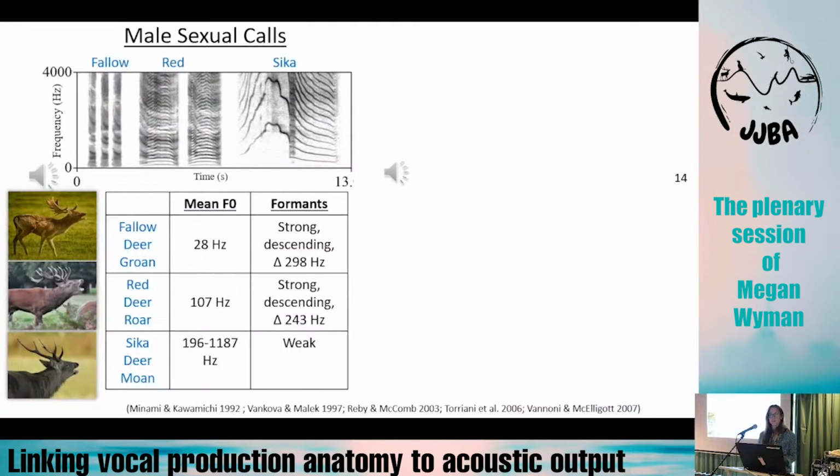So here are the three calls. I'll play these. I won't go into a lot about the parameters, but here is the fallow, the red deer, and the sika males.